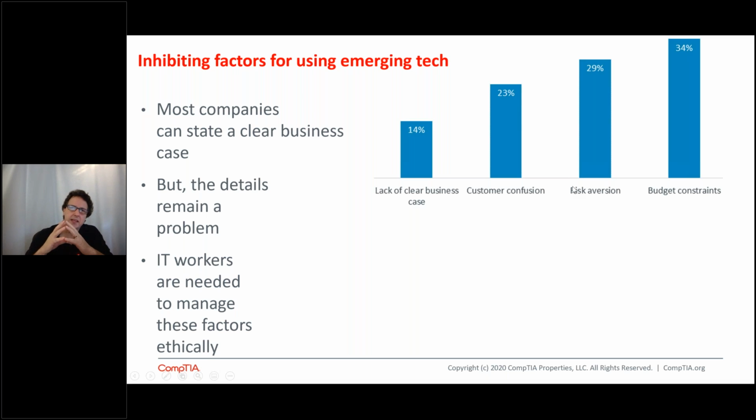When it comes to emerging tech, we've noticed in our research that there are about 4 different reasons why emerging tech does not get implemented. Well, a business may not know quite what it's doing, right? It doesn't have a business case. Confusion, customers get confused, or it's too risky.